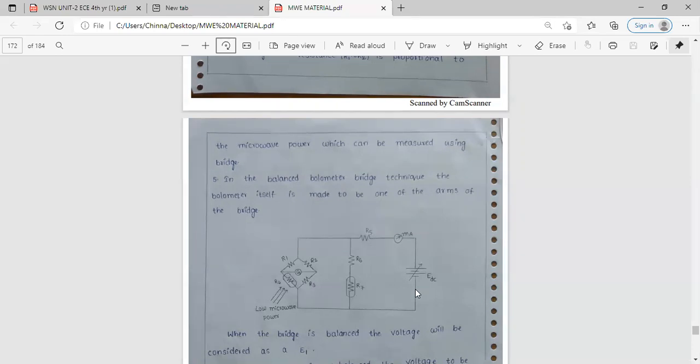In the balanced bolometer bridge technique, the bolometer itself is made to be one of the arms of the bridge.